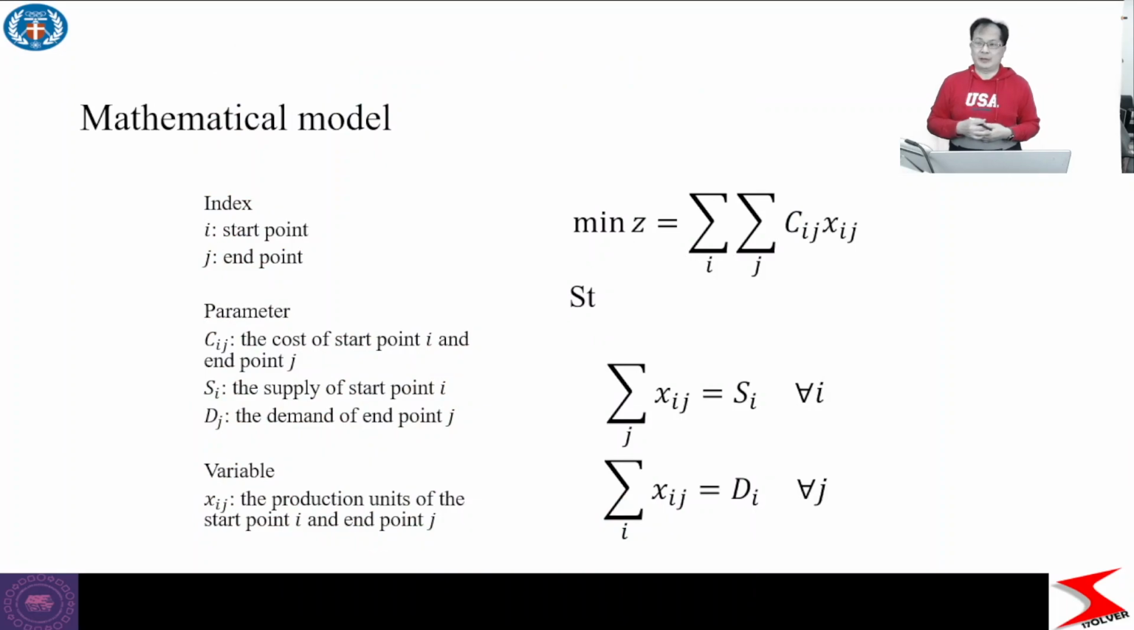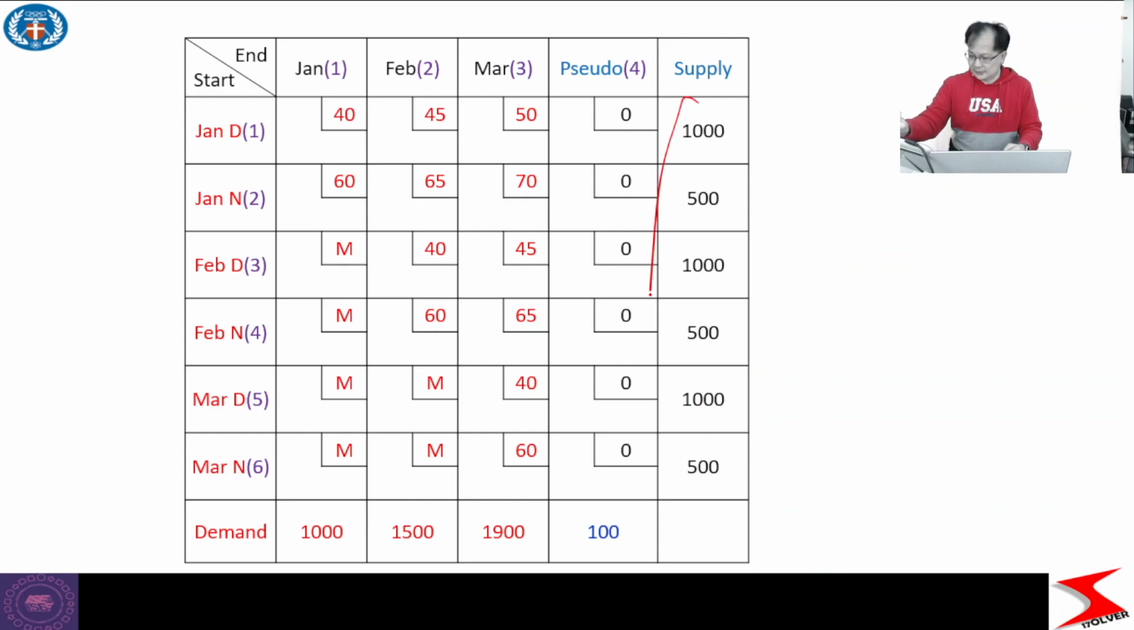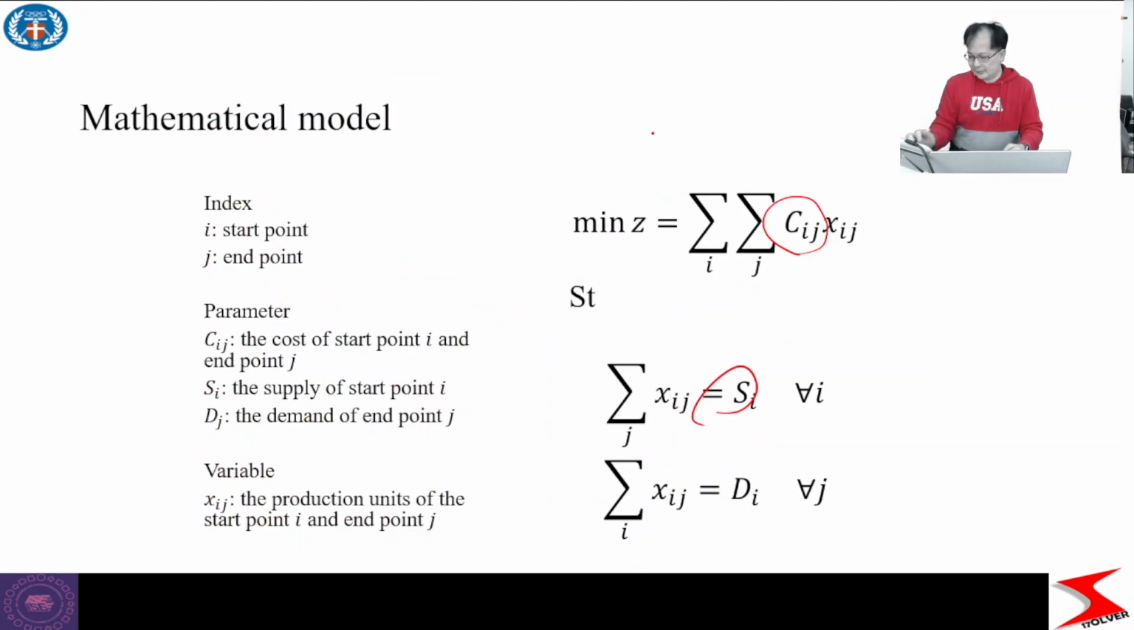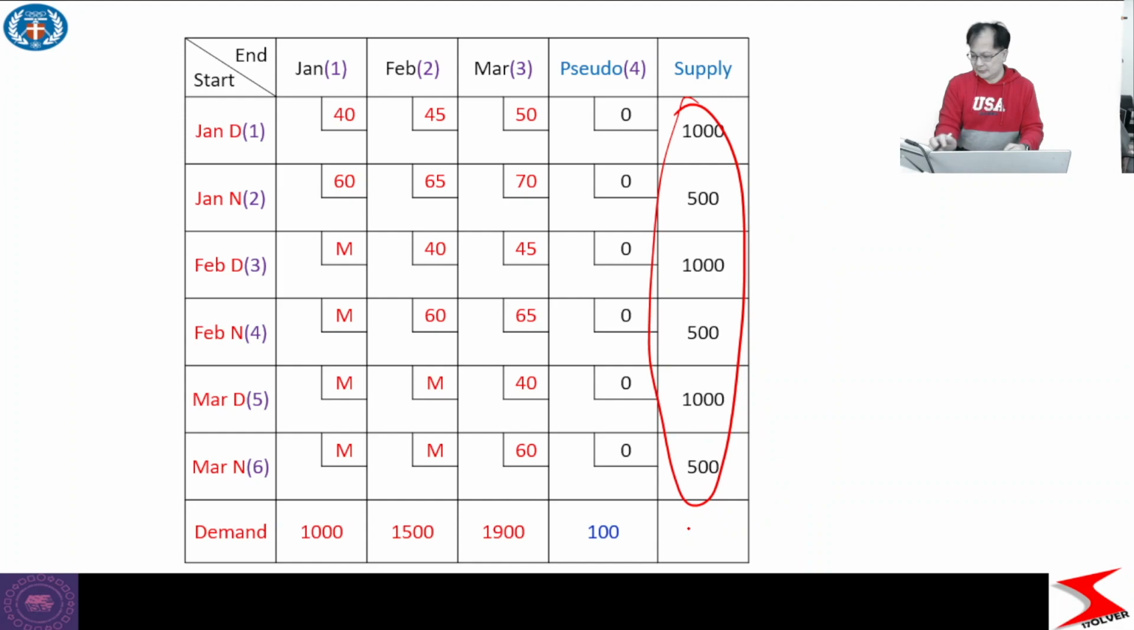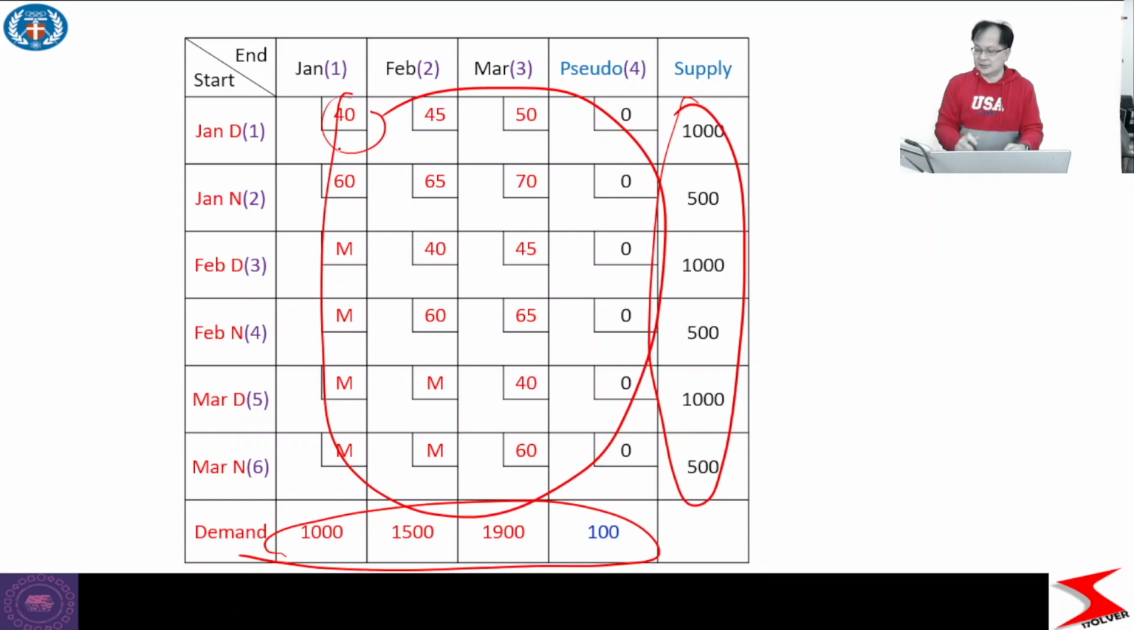And we can use the mathematical model, right? So the Cij here is the unit cost. And it doesn't matter if you have a high penalty, because the unit cost is a very high penalty. Okay, so the S here basically is this number, right? And the D is this number, right? So here, these numbers are C, right? So with all of the parameters we have, then we can solve the problem.